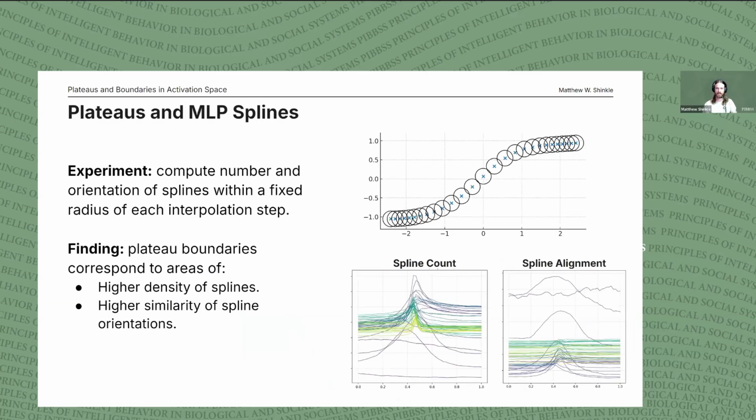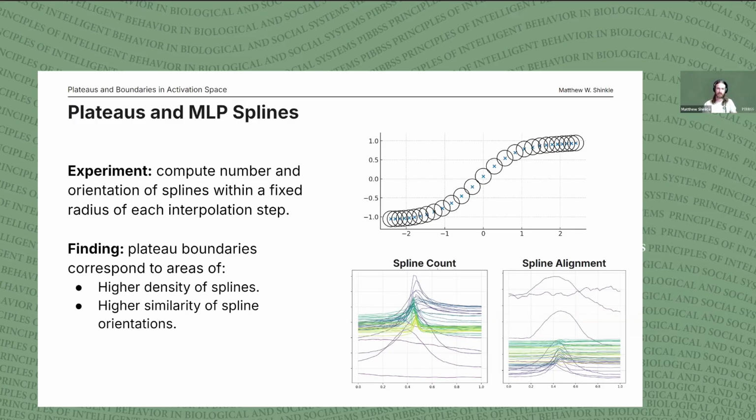I wanted to see if we can extend this kind of analysis to the MLPs of large language models. Specifically, I was curious whether there was a relationship between spline density and the orientation of splines and our observed activation plateaus. If so, based on the previous results from image classification models that I just mentioned, this would suggest a relationship between plateau boundaries and semantic distinctions within LLMs.